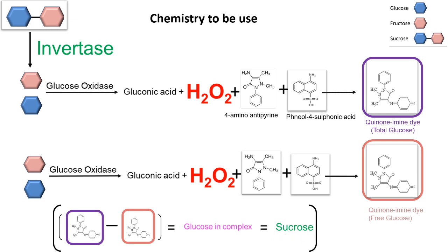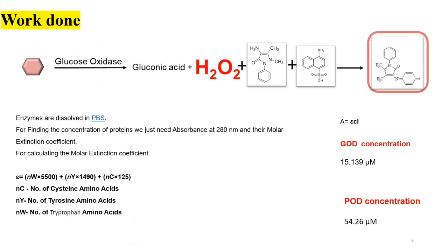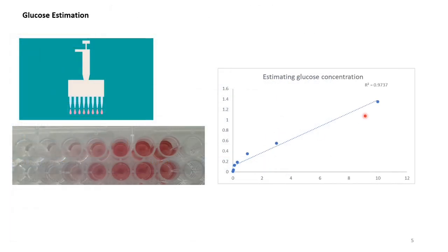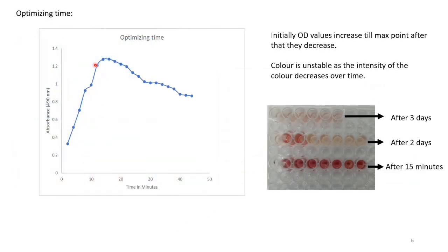We designed the protocol and conducted numerous trial and error experiments to produce the color from the glucose. These are the reagents and their stock concentrations to be used in the reaction. We tried plotting the standard curve and got these results. Then we did the optimization for time and found 10 to 12 minutes is the optimal time for taking the absorbance value in the ELISA reader.